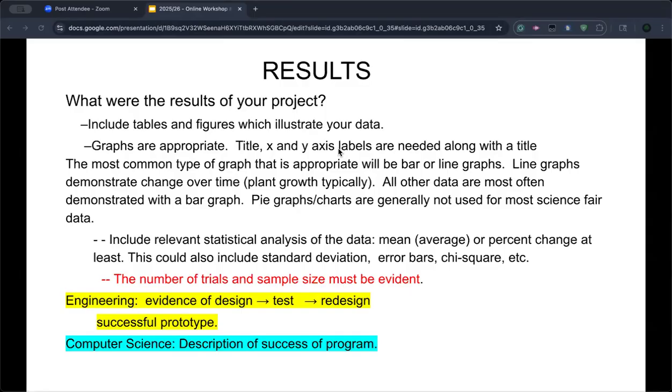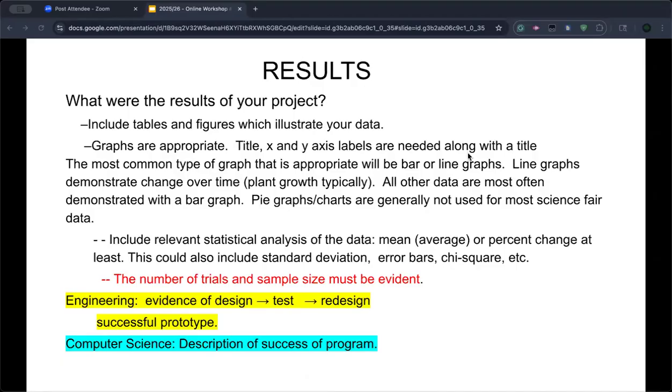And the most common types of graphs that you see in the results will be bar and line graphs. Line graphs represent change over time. You could think about plant growth typically, or even the density of a certain compound over time. And all other data often has to be demonstrated with a bar graph. A bar graph is often not over time, so just keep that in mind. And sometimes people put pie graphs and charts, but they're generally not used for most science fair data, so just keep that in mind. And make sure you only include the relevant statistical analysis of the data.